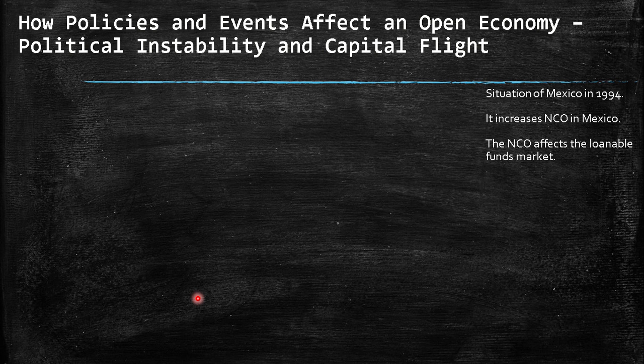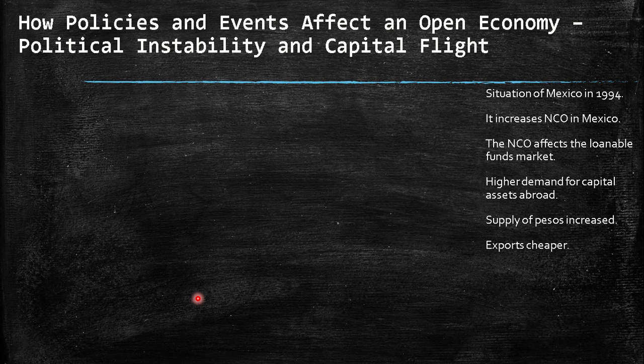So then the NCO affects the loanable funds market, and we have here a higher demand for capital assets abroad instead of Mexican assets. And then we have here an increase in the supply of pesos, because more people are offering their pesos to buy other capital assets abroad. So then for Mexico, the exports are cheaper and the imports are more expensive. So Mexico should have more earnings from exports and less imports due to the price.